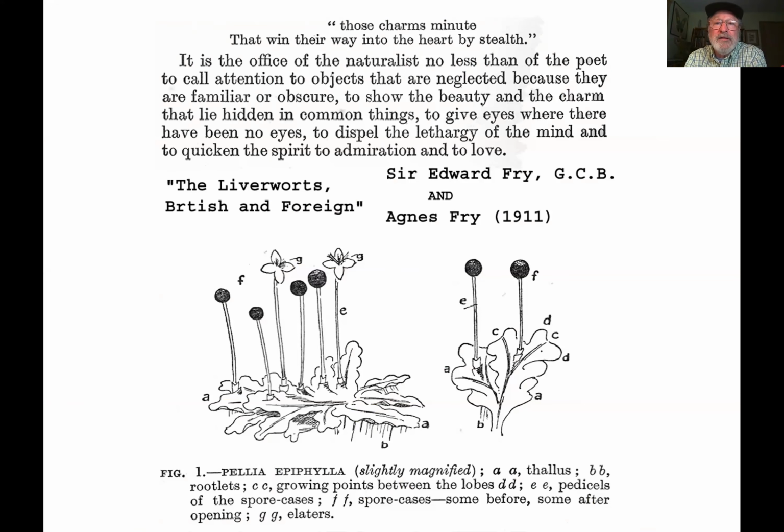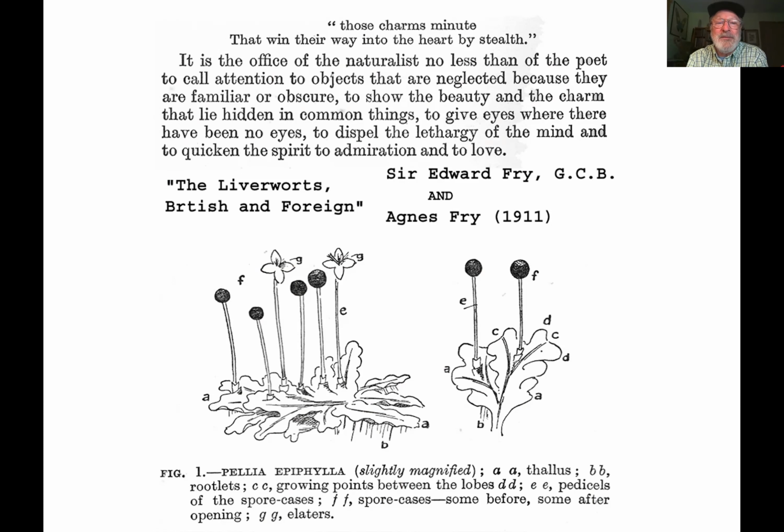I will close with an observation. You might have noticed that I didn't point out the economic or ecological importance of liverworts, and that's mainly because there isn't any, but that doesn't mean that they're not worthwhile, because heck, what joy they bring.